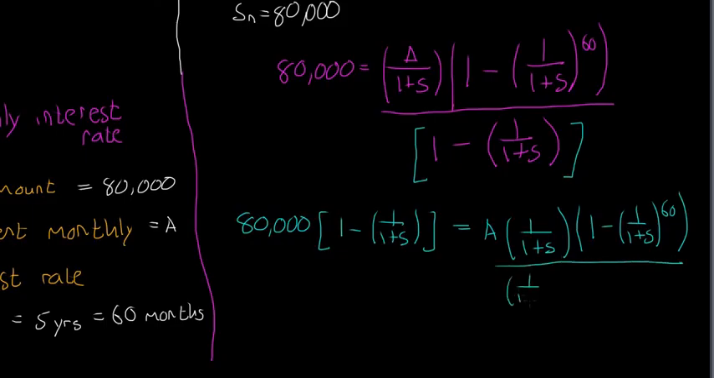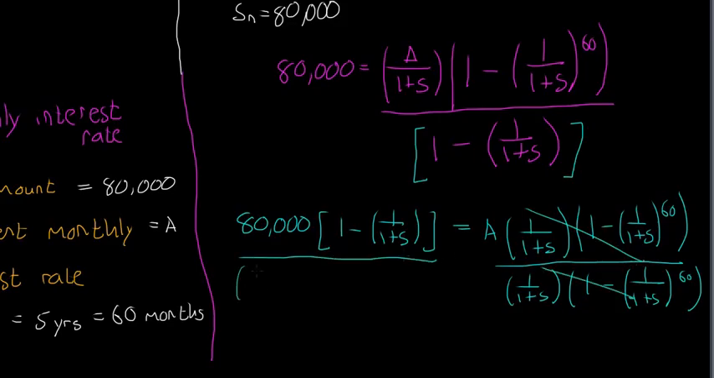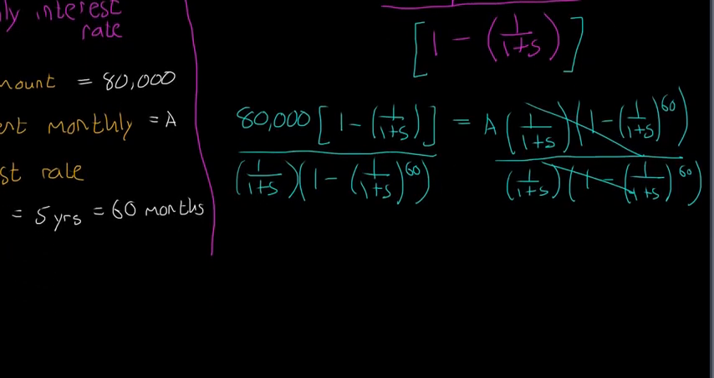divide across by 1 over 1 plus S, 1 minus 1 over 1 plus S to the power of 60. That will cancel with that. We'll be left with A. And then on this side, we're going to have 1 over 1 plus S, 1 minus 1 over 1 plus S to the power of 60. Sorry, this is getting quite messy, but it's just the way it is.